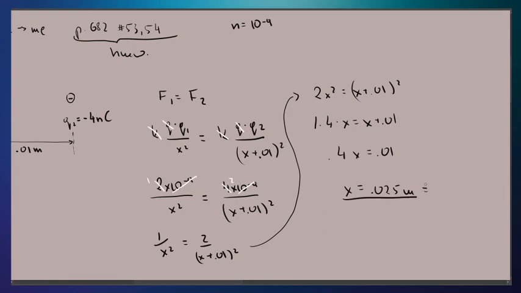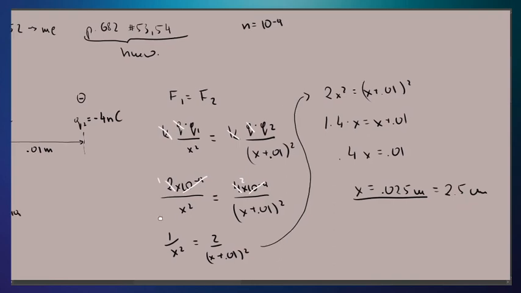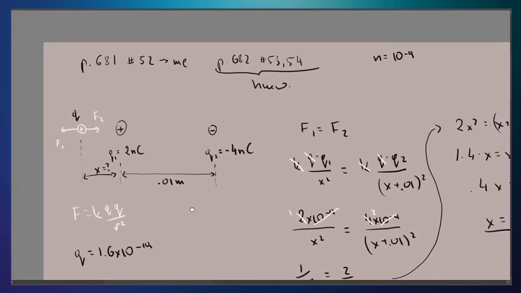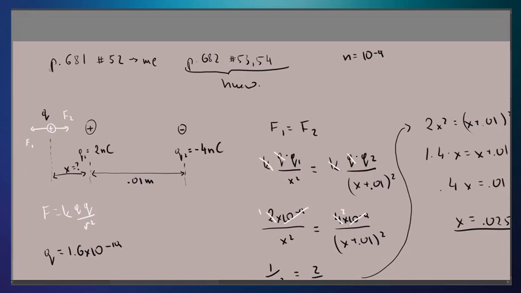That's the same thing as 2.5 centimeters, and that's probably what's listed in the back of the book, actually it's not, because this is an even problem. So anyways, this is the answer. We found that x is 2.5 centimeters. That was problem 52 on page 681.